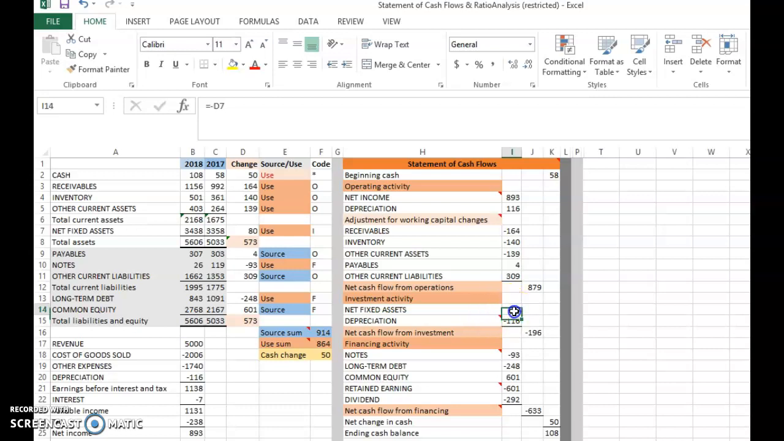So it's 80 minus 116. If you look at the overall perspective, you add 116 here, you minus 116 here, therefore you don't change anything overall. But you add here and you deduct here in order to see the cash flows from each activity.